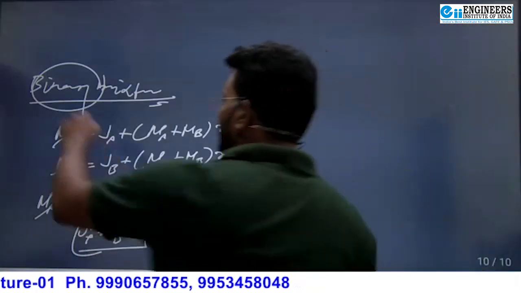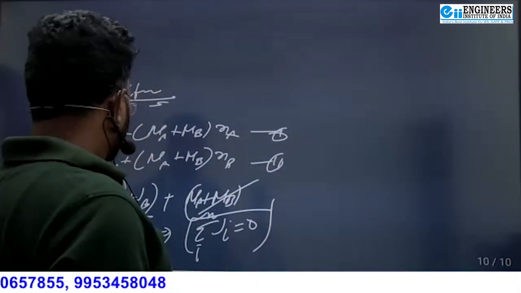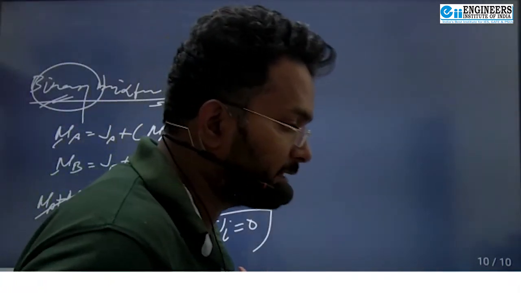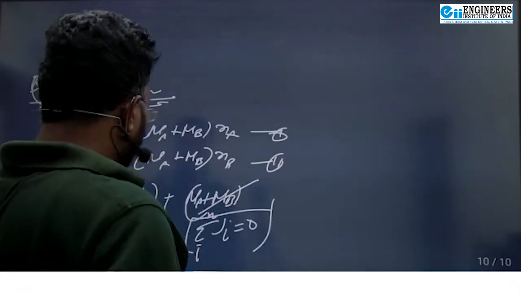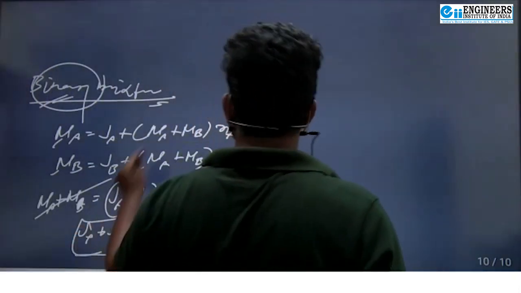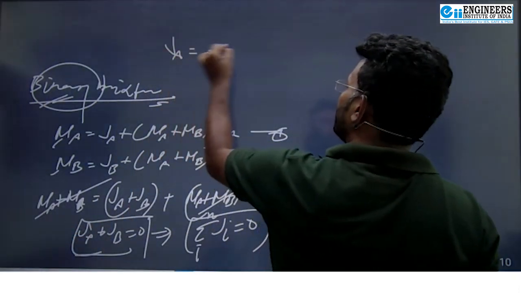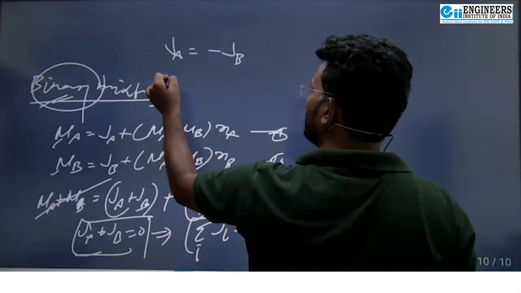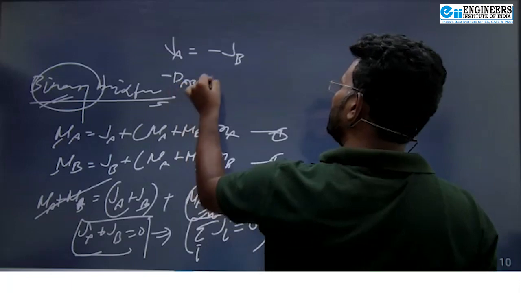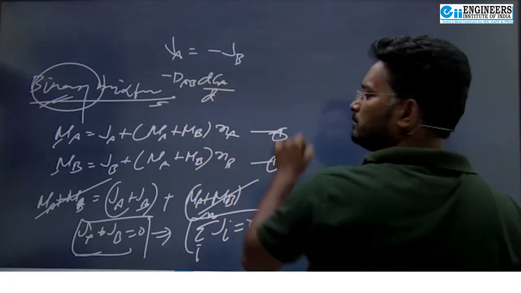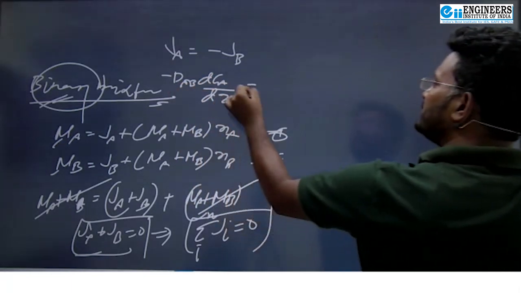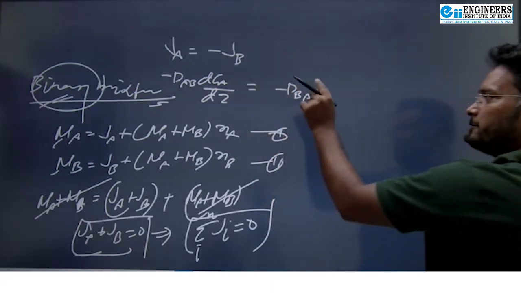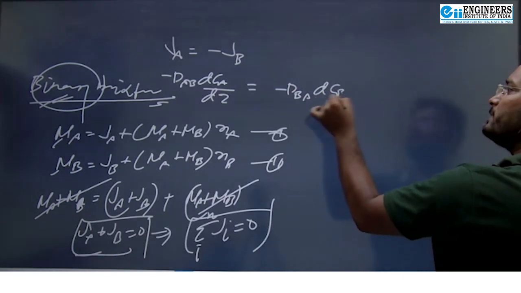Then why have I written it for binary mixture? This result is valid for any number of species. But I want to show you that for a binary mixture, Ja can be written as minus Jb. Yes or no? For binary mixture, then Ja equals minus Dab into dCa upon dz, and this is equal to minus Dba, diffusion of B in A, into dCb upon dz.